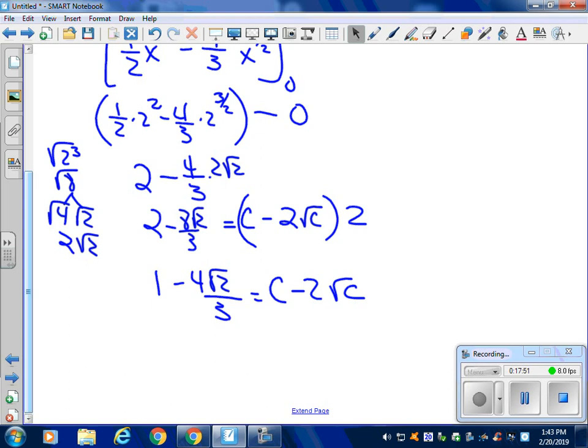I have 2 decimals. I got 0.4380. Did anybody get that one? Yeah. All right. Is that in our interval from 0 to 2? Okay. I got 1.7908. That also is in our interval from 0 to 2.